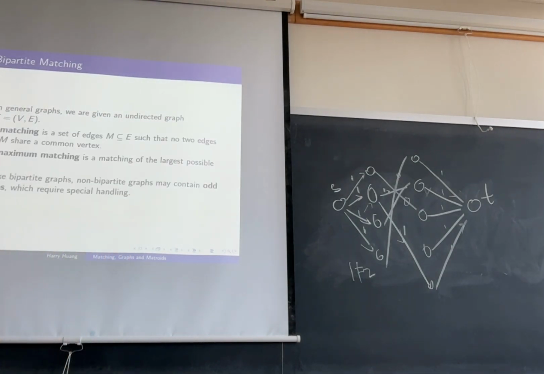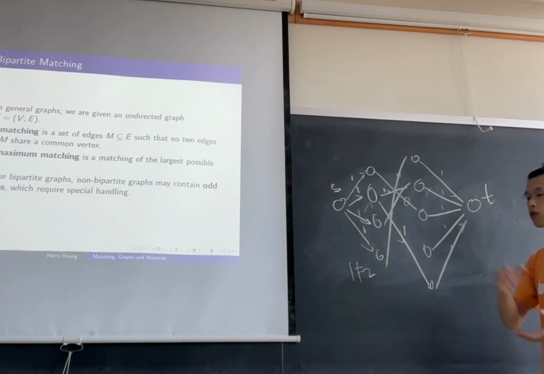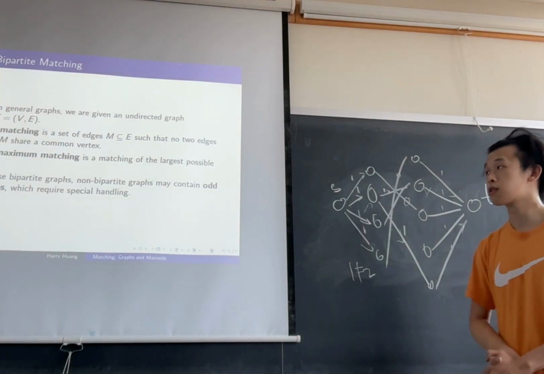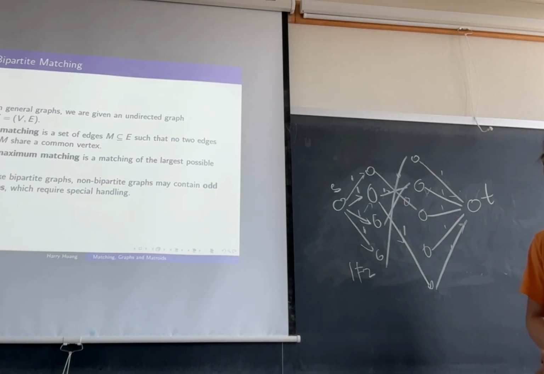Now, this algorithm only applies to bipartite graphs. There are certain graphs that are not bipartite, that is, we can't divide them into two parts where every point is in either the left part or the right part. If we want to find the maximum matching in a non-bipartite graph, we need a new algorithm to find it.